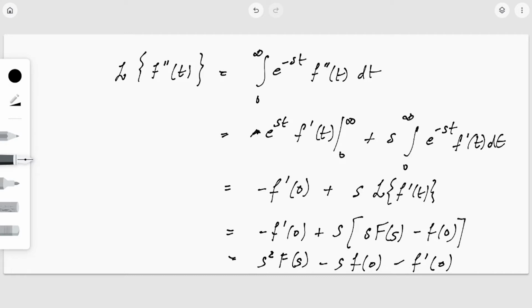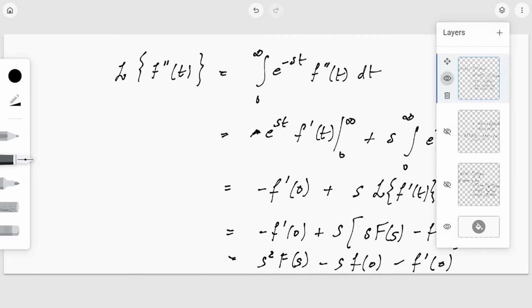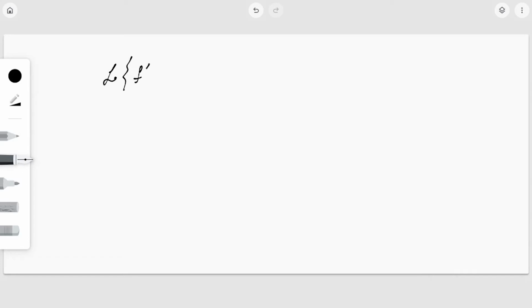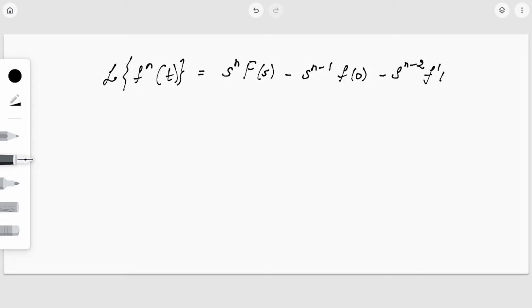If we do this again continuously, we will get the Laplace transform of the nth derivative, which is given in the theorem, that is Laplace transform of f^n of t is nothing but s raised to n F of s minus s raised to n minus 1 f of 0 minus s raised to n minus 2 f dash of 0, and so on, etc., minus f^(n minus 1) of 0. So this is the Laplace transform of derivatives.